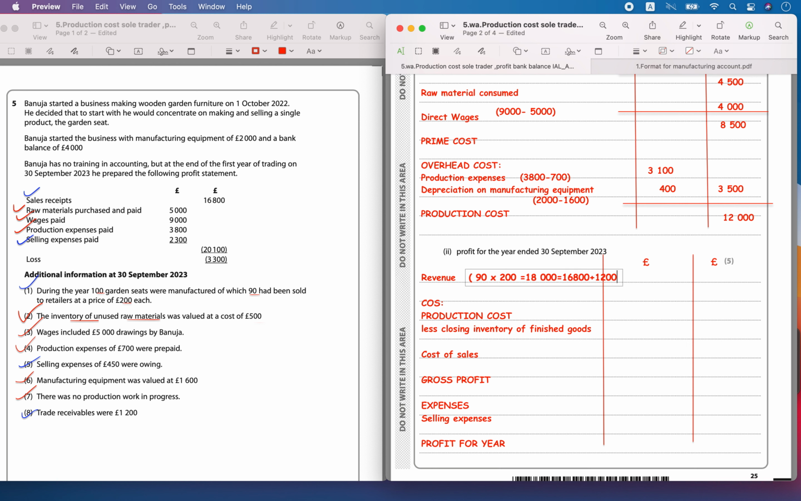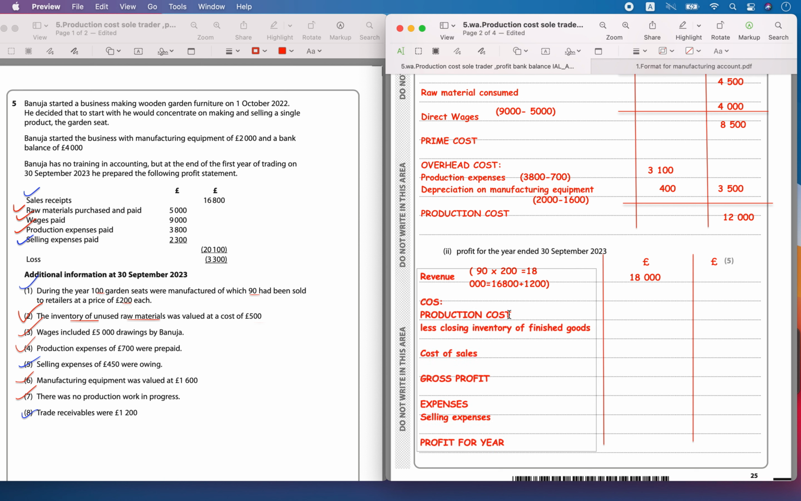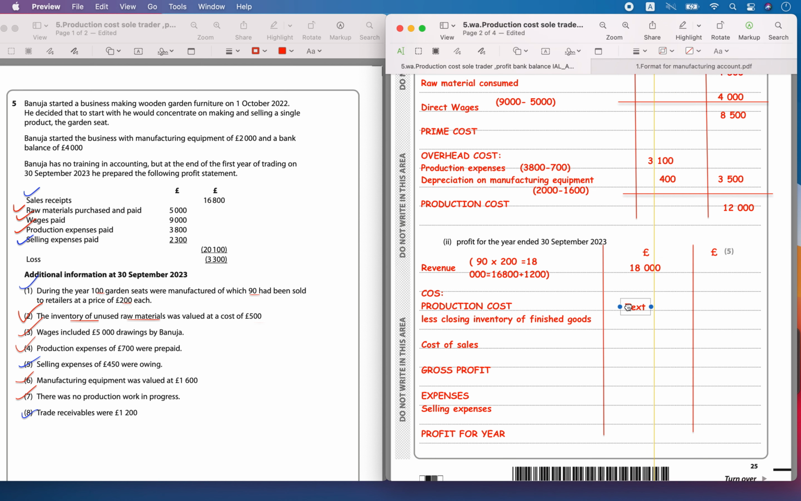It's a credit sale. Then we have the cost of sales we have to calculate. Cost of sales is calculated from production cost: opening inventory of finished goods plus the production cost minus the closing inventory of finished goods, and then I'll be able to get the cost of sales. Now the production cost was around 12,000, so let's write that. 12,000. Now less the closing inventory of finished goods. There was no opening inventory of finished goods, but there is closing inventory of finished goods.